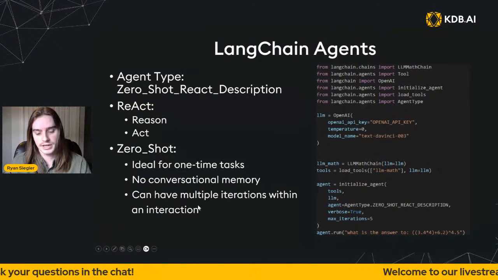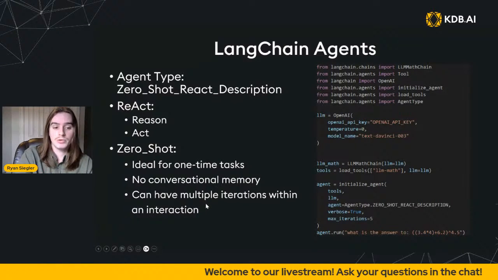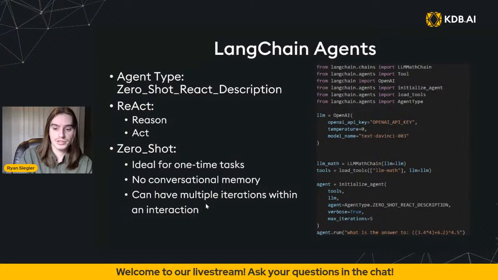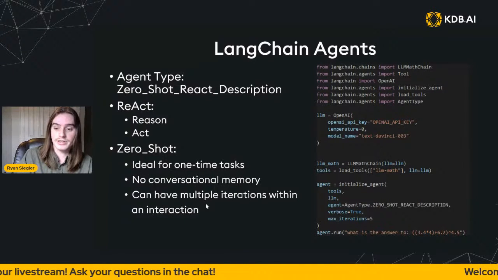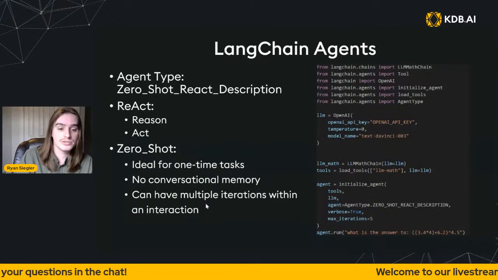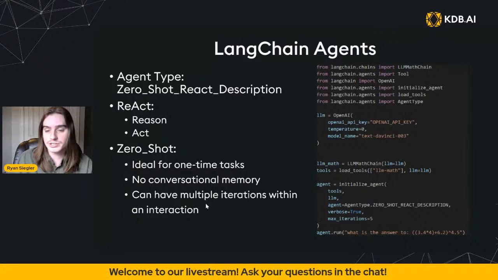Now, even though it can't look back in conversation, it is within one interaction able to have multiple iterations with its tools. So maybe it can go out and get an intermediate answer from a calculator and then go back to it to get the final answer as well. So there is that possibility to have multiple iterations within a single interaction.